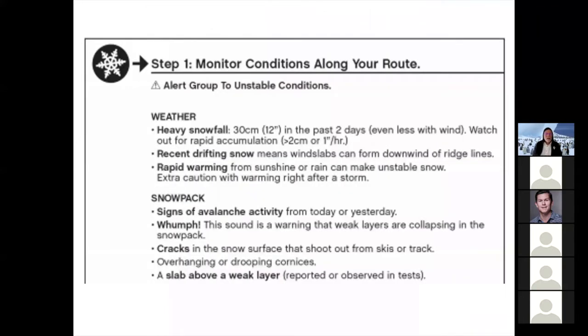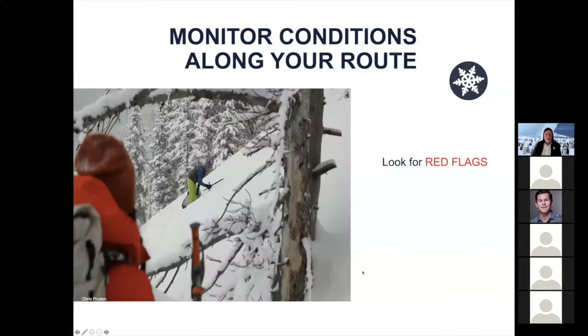As we go, we're going to monitor the conditions and keep our eyes out for some of those red flags we talked about. Heavy snow, drifting snow with wind, rapid warming, whoomphing, avalanche activity, cracks, and a slab above a weak layer, which might be reported or it might be observed. Just because we made a decision doesn't mean that we're not going to change our decision as we go.